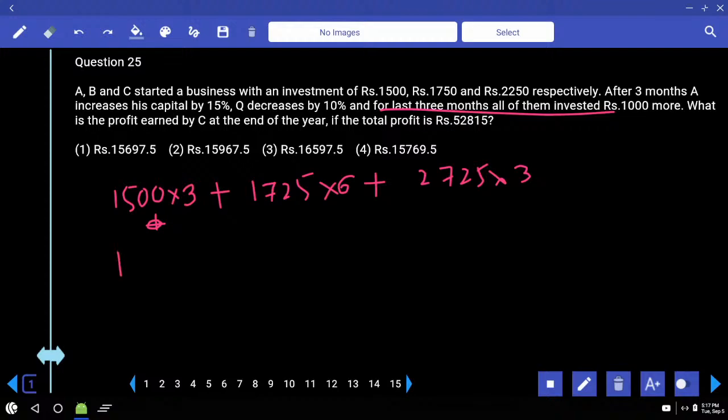Second person 1750 into 3, Q decreased 10%. 10% means 175 తీసేయండి. 175 అంటే 1575 అంతేనా? కాదండి, 1475.